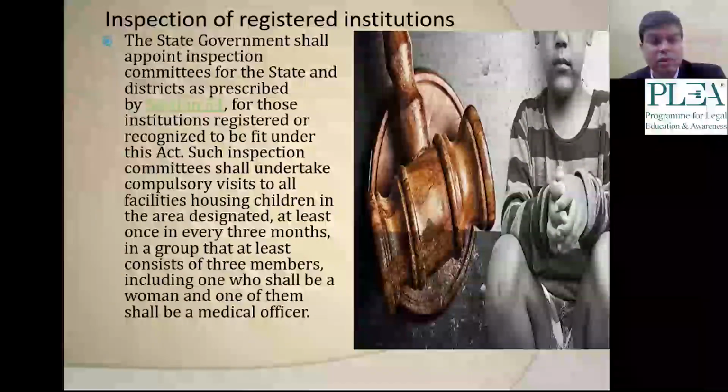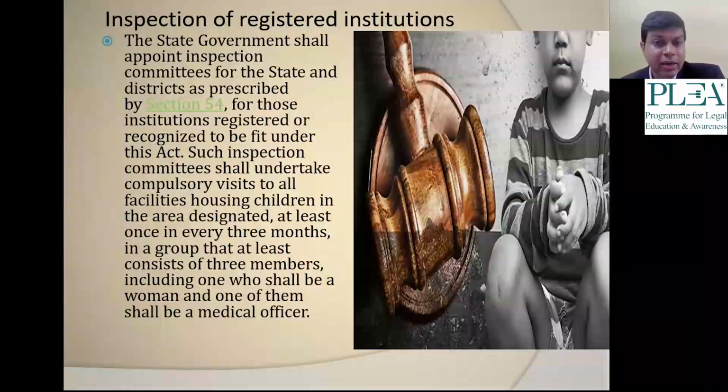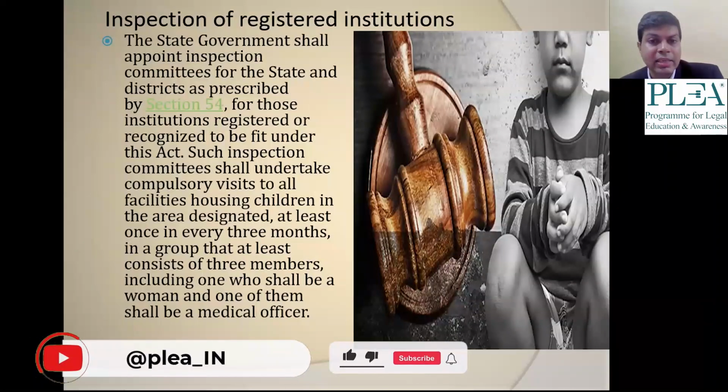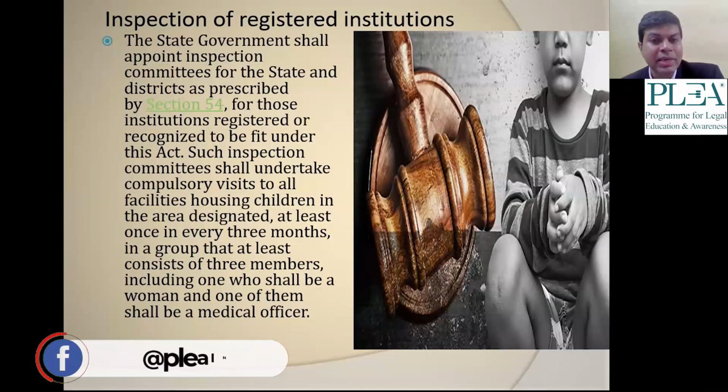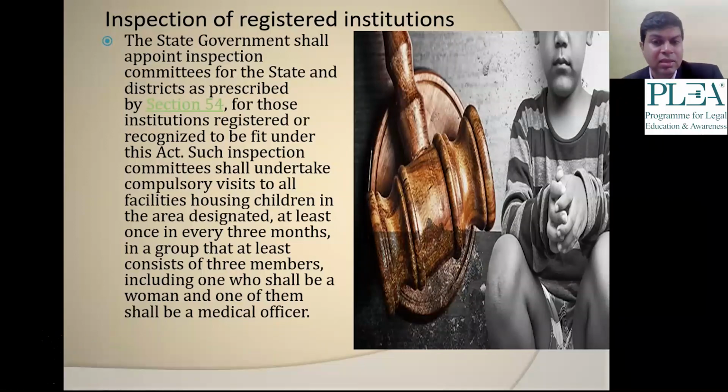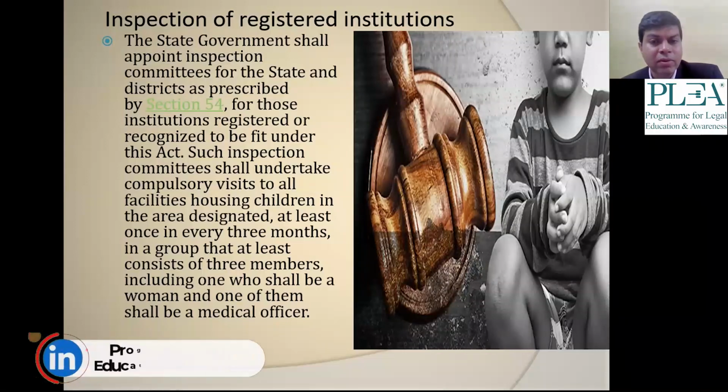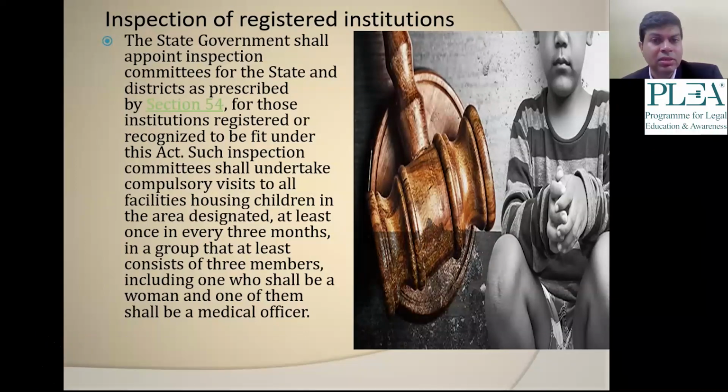Inspection of registered institutions. So the state government shall appoint inspection committees for the state and district as may be prescribed under section 54 for those institutions registered or recognized to be fit under this act. So these inspection committees will compulsorily visit all the facilities, and they will try to inspect whether the registered institutions are working in a proper manner or not.